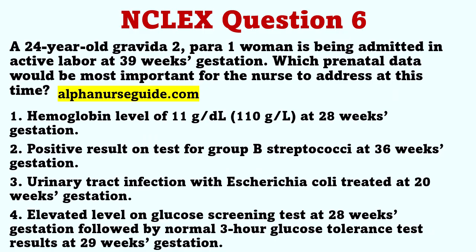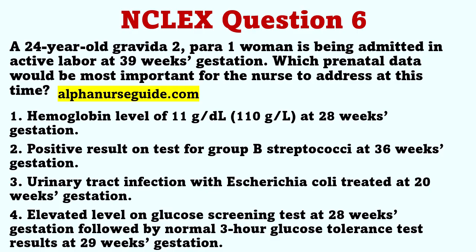Back to the questions. A 24-year-old Gravida 2, Para 1 woman is being admitted in active labor at 39 weeks gestation. Which prenatal data would be most important for the nurse to address at this time? 1. Hemoglobin level of 11 grams per deciliter at 28 weeks gestation. 2. Positive result on test for Group B streptococci at 36 weeks gestation. 3. Urinary tract infection with Escherichia coli treated at 20 weeks gestation. 4. Elevated level on glucose screening test at 28 weeks gestation, followed by normal 3-hour glucose tolerance test results at 29 weeks gestation.